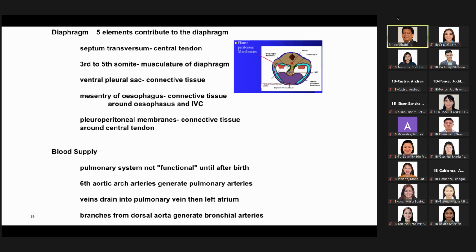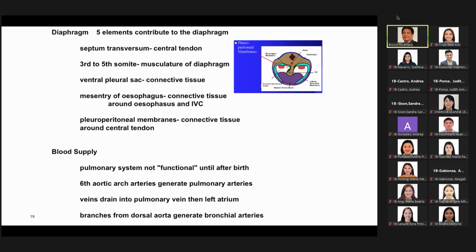What about the blood supply? Now, the blood supply will be your pulmonary arteries and veins. Now, this pulmonary system is not functional until after birth. That's why upon delivery of the baby, there will be the first gasping or breathing of the newborn, class. So they do not breathe during the fetal stage. Okay? So it is not yet functional, unlike your excretory system.